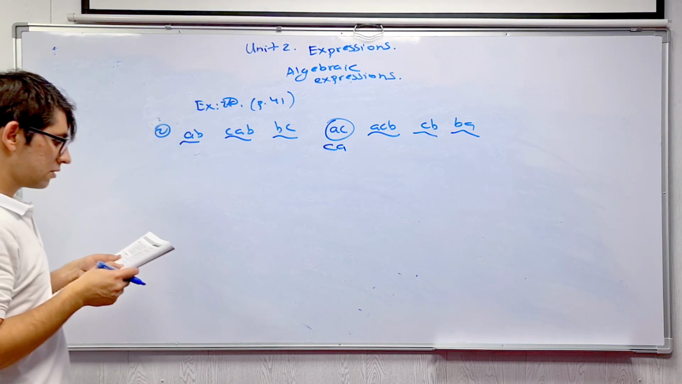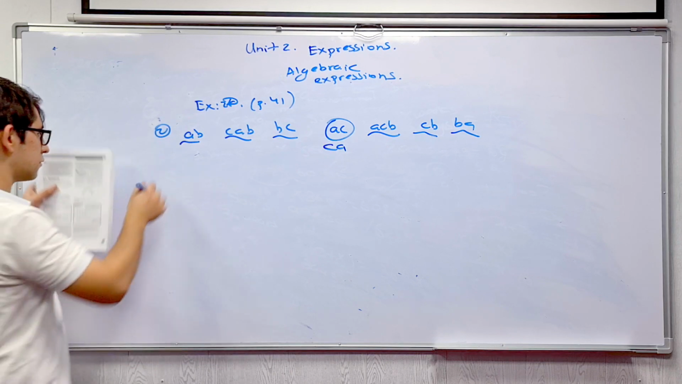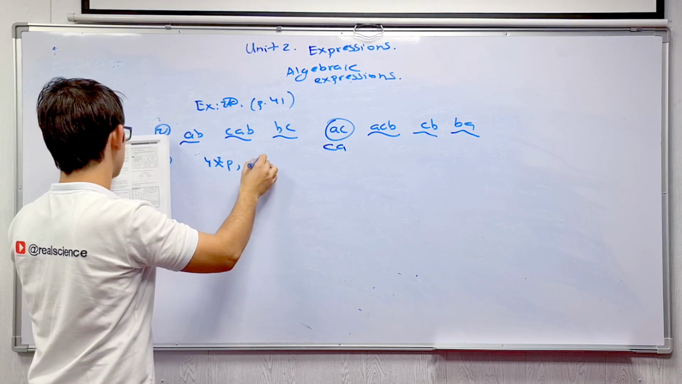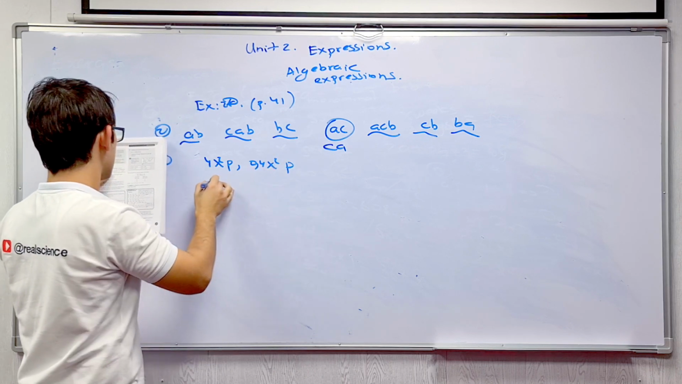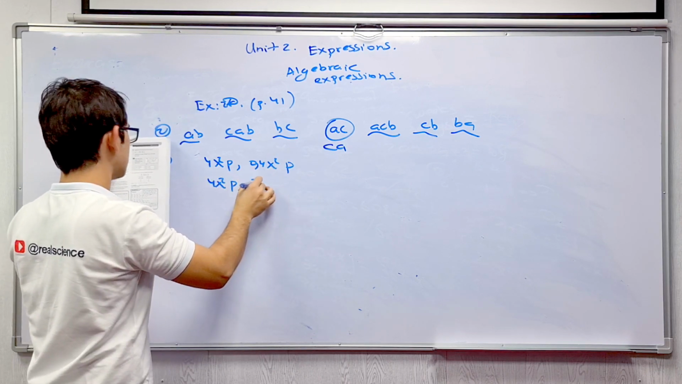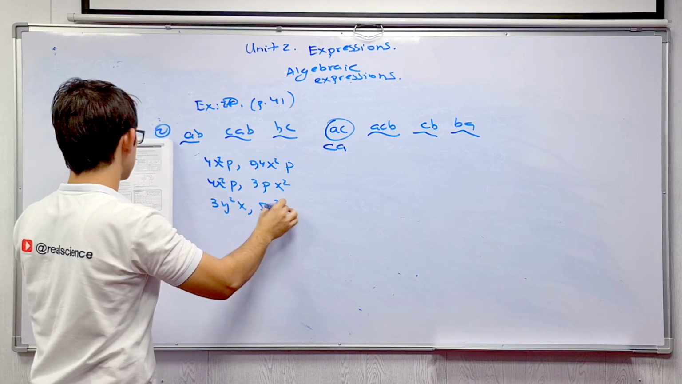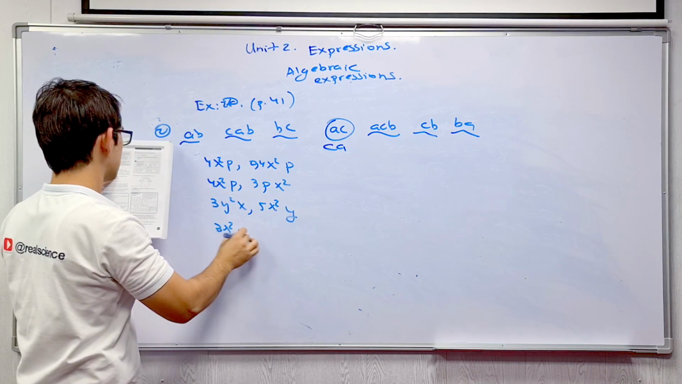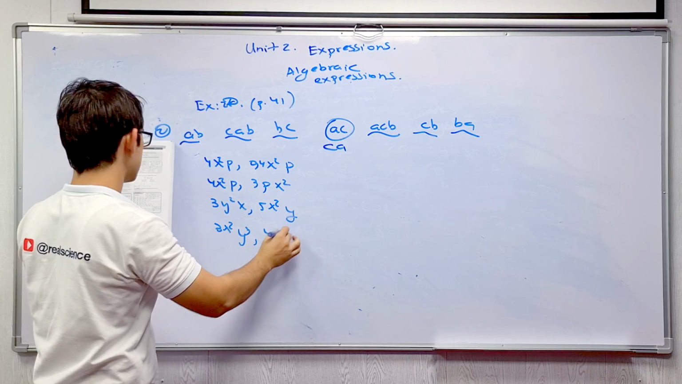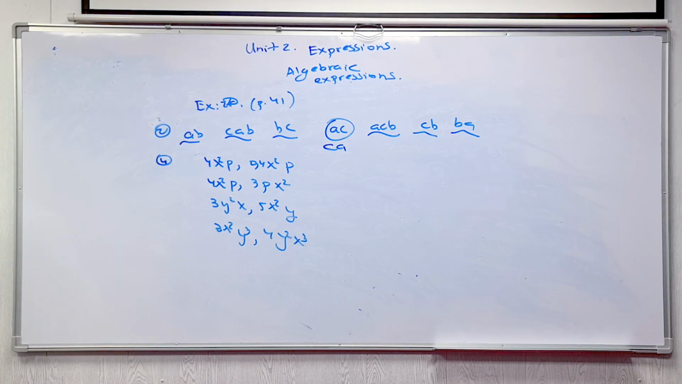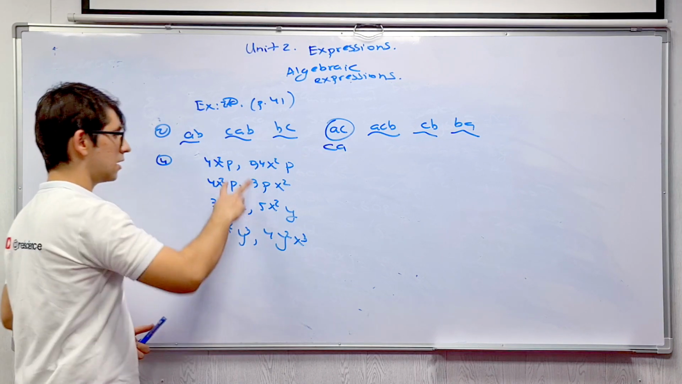So copy the boxes below, tick which pairs are like terms. 4x squared p, 0.4x squared p; 4x squared p, 3px squared; 3y squared x, 5x squared y; 3x squared y cubed, 4y squared x cubed. So you have to show like terms. Are they like terms?